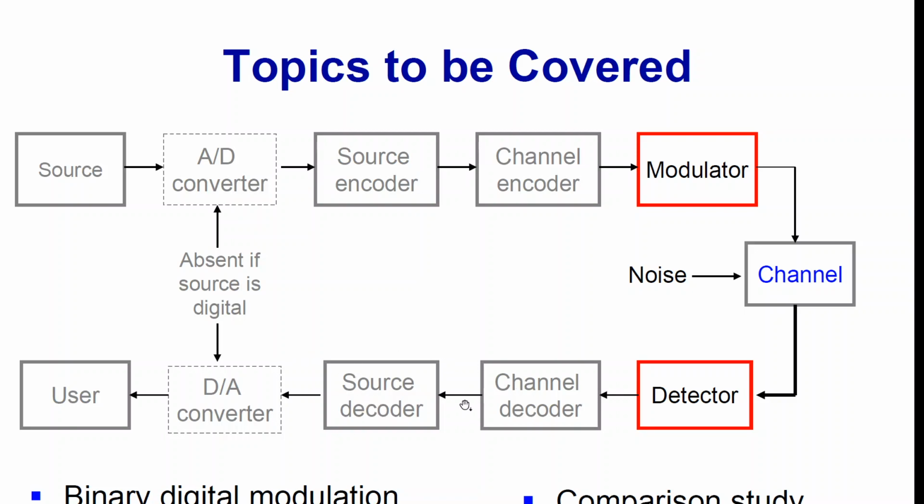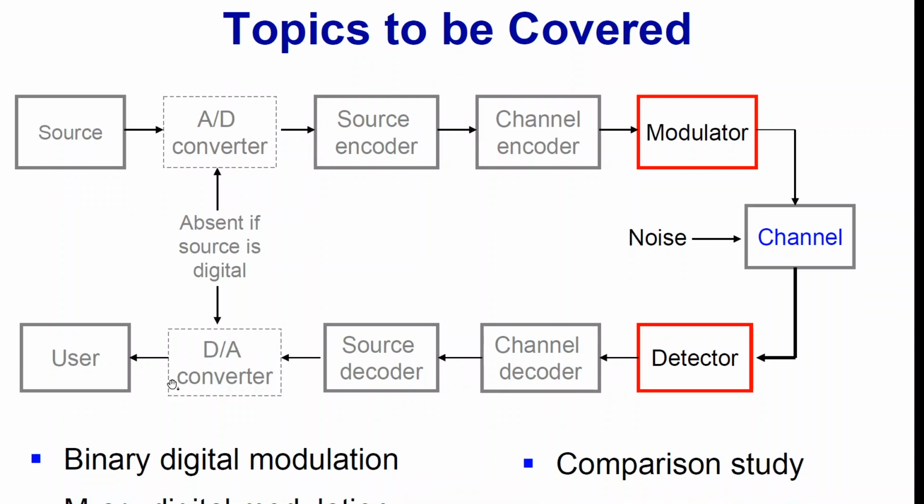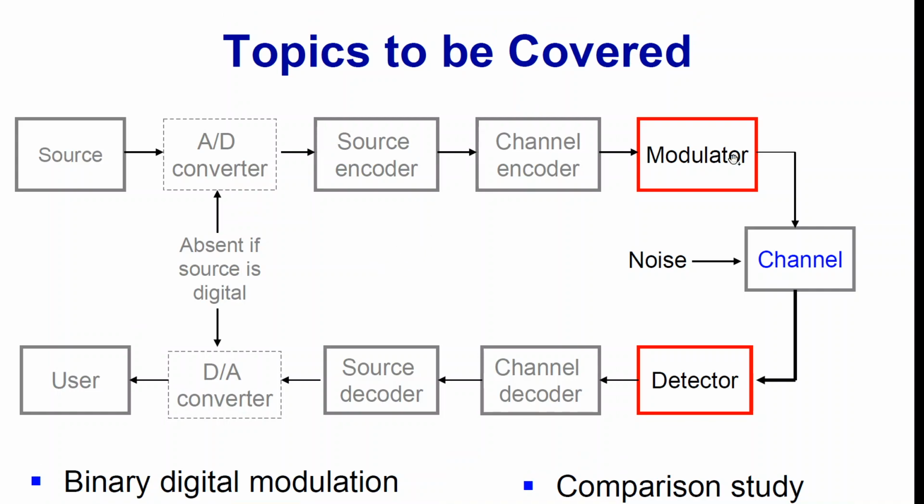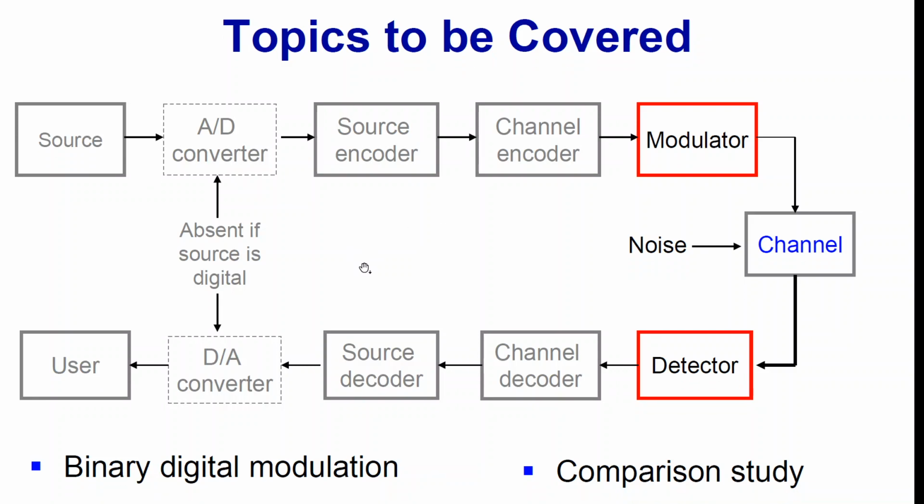The uses of it we will study later. Then we have a digital to analog converter and a user. So our aim here is to study the modulator, the modulation part. If you are using a modulator, then this transmission is called passband data transmission.